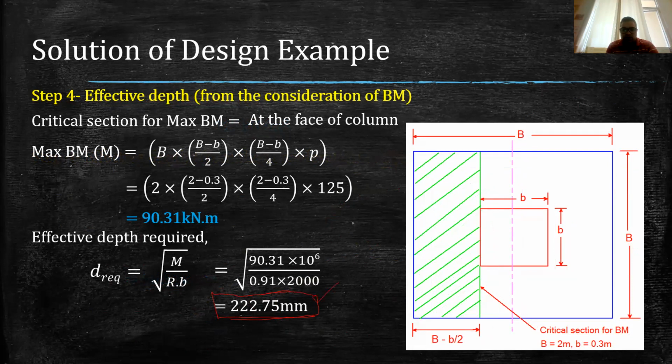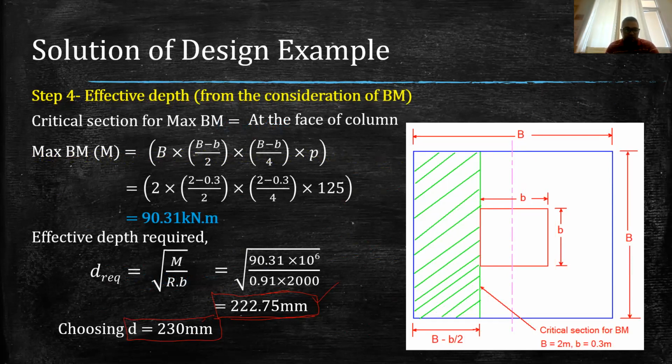So we will round off this value to the higher side, because in that sense we will be on the safer side. So say choosing the depth from the bending moment criteria as 230 mm. So that completes our step 4.